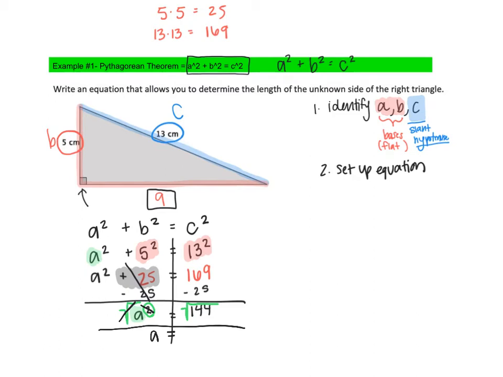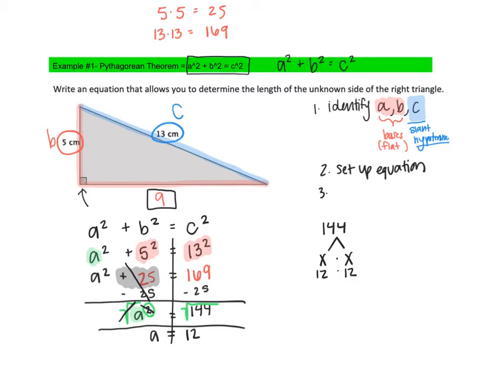And let's think about the number 144. What times itself equals 144? Well, I know 10 times 10 equals 100. 11 times 11, 121. 12 times 12, 144. So, what times itself equals 144? What's the square root? 12.